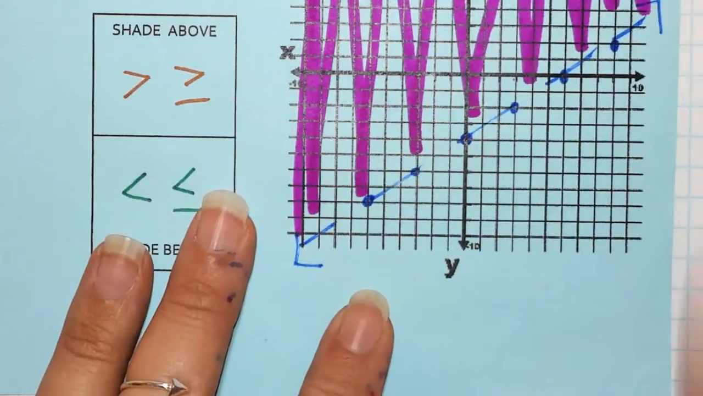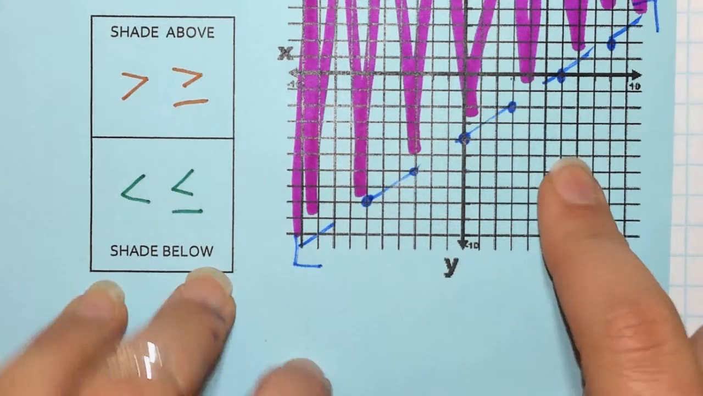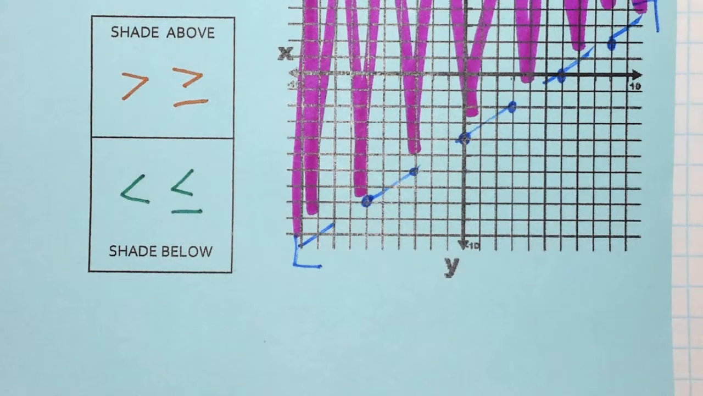So any point that you plug in is going to be true here. If it was less than, where would we shade? Down. Below. That's it. That's all you do. That's today's math.